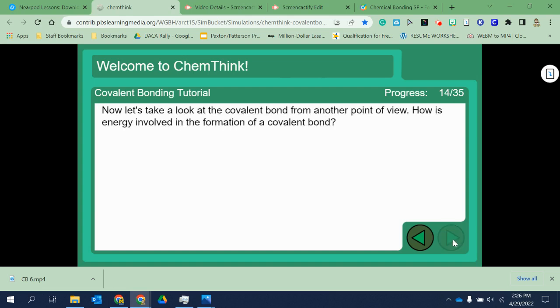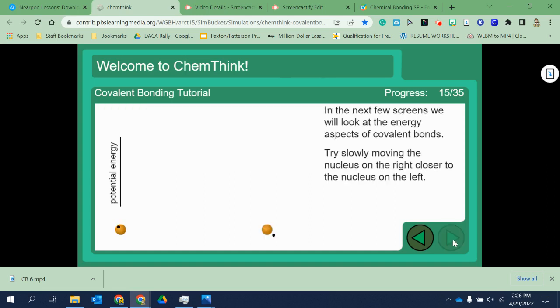And so let's take a look at the covalent bond from another point of view. How is energy involved in the formation of a covalent bond? So here you see in the next few screens, we're going to look at the energy. So we're just going to try to move the nucleus on the right closer to the nucleus on the left. Right. And so try slowly moving the nucleus, and that's what we did right here. And you see the potential energy. Basically, it's saying that electrons want to try to get to the lowest point here, right? But if they get too close to each other, then that starts to go up, and that's not what they want. They want to be resting in this spot right here. This is when they're at their most stable, right?